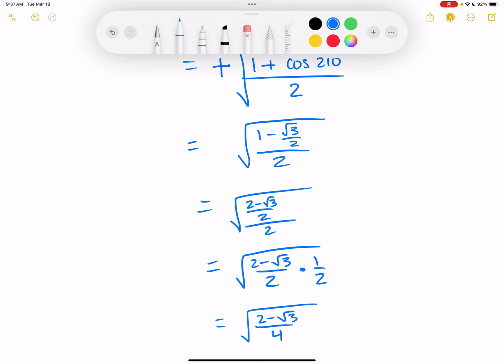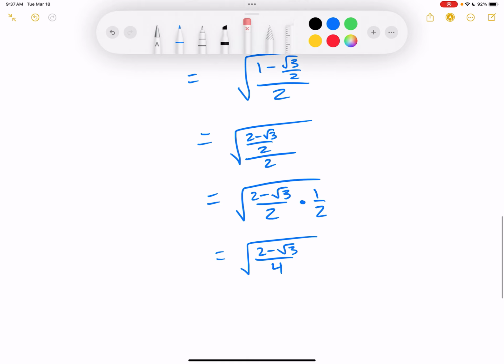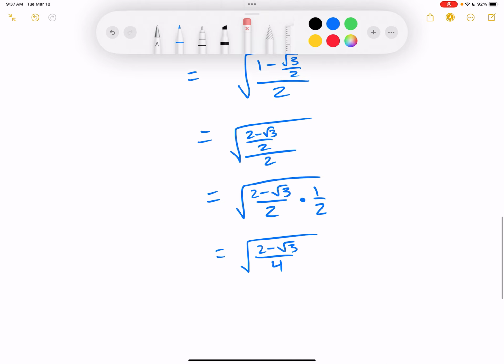Remember, rules of radicals, I can split top and bottom. What's the square root of 4? 2. So on top, I'll have the square root of 2 minus root 3. On the bottom, it's just 2. So the radical is only on top in our final answer.